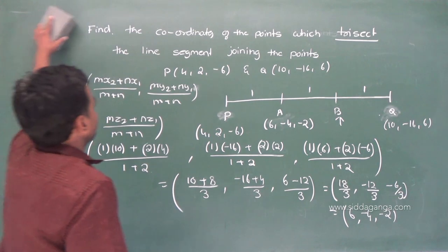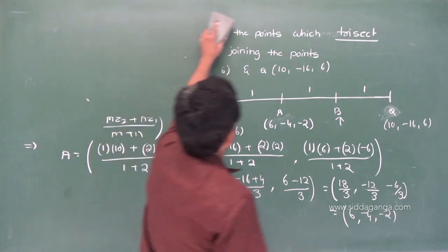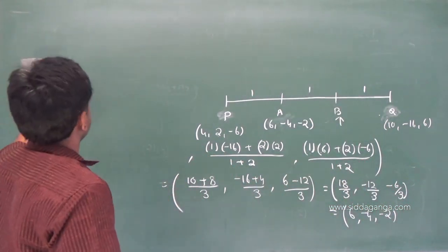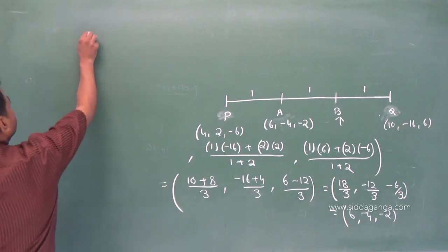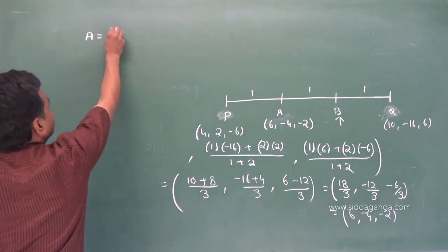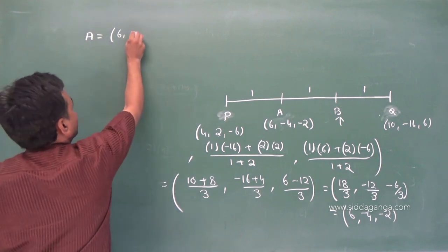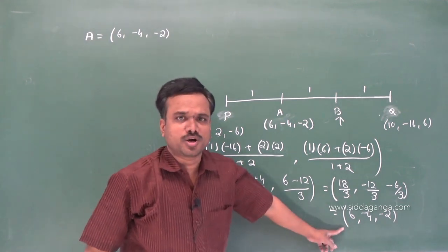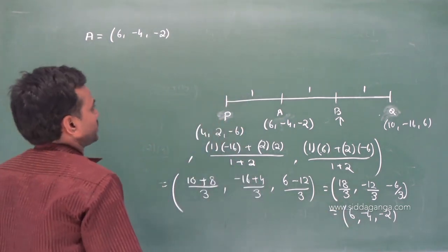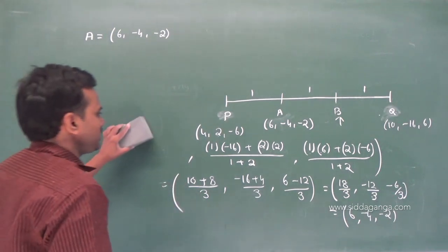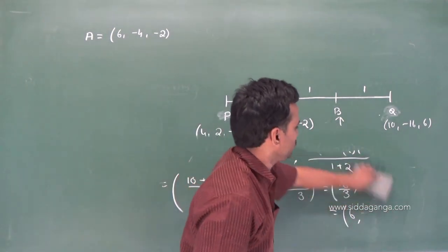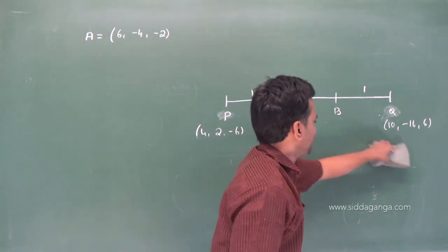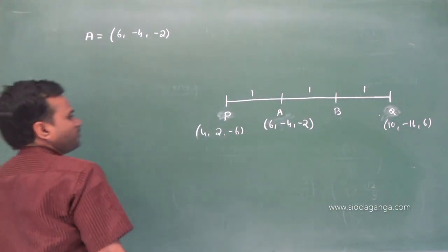That implies A is equal to 6, minus 4, minus 2. Correct? Okay. Observe carefully. Very important. Next one, what do we do? We find out the coordinate of B. Correct? Next, we find out the coordinate of B.